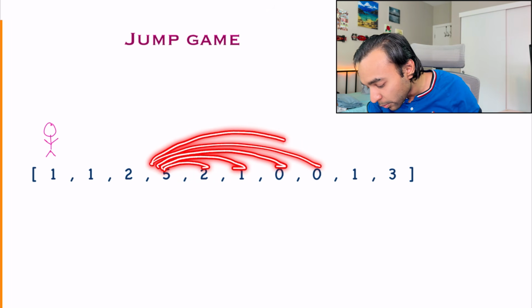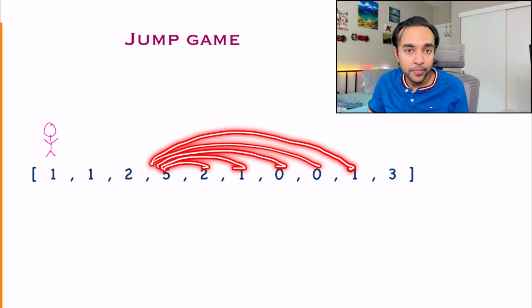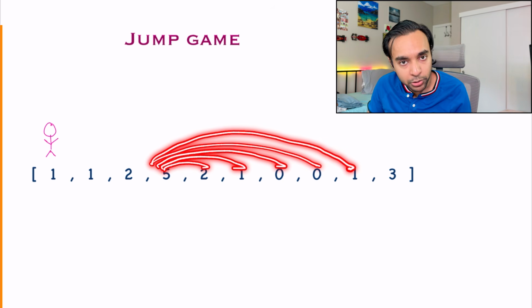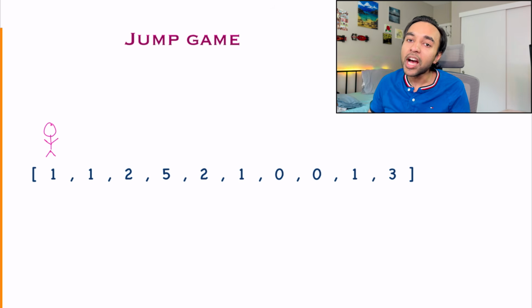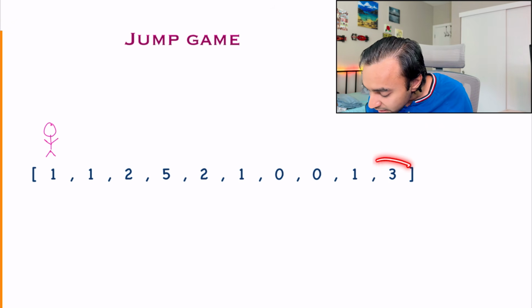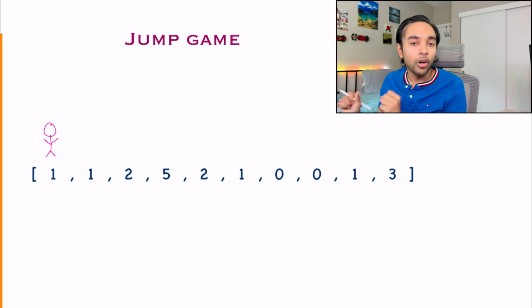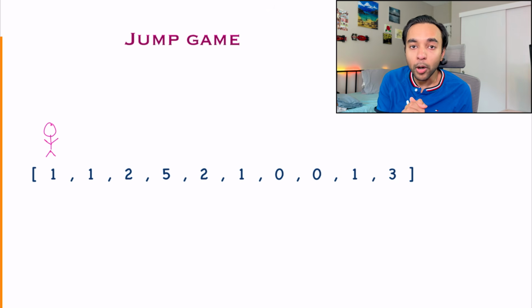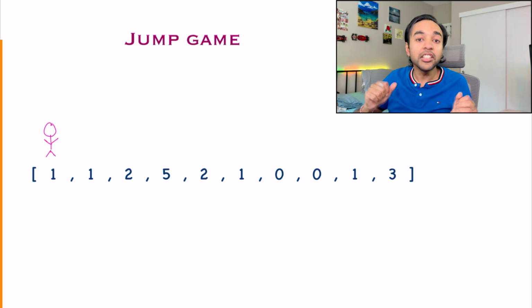And it is up to me where I want to go. It is up to me how many jumps I want to make. Now, you have to tell me if I can reach the last possible position or not. So, how do you go about it? How do you find out if it is even possible?